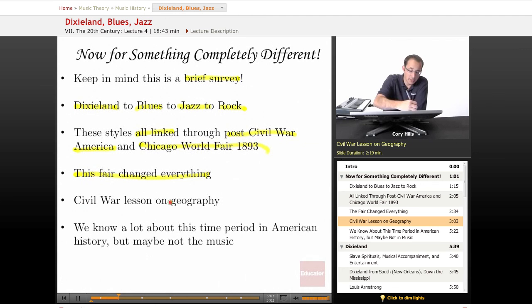So let's get a little Civil War lesson here on geography. And of course, the Civil War is something that most of us know a lot about in regards to American history, but maybe not the music. So at the end of the Civil War, when the war was technically over and slaves were freed, the whole dynamic in the South was supposed to have changed, but it didn't really. And we know that through the civil rights movement of the 1960s, in the 20th century. So we still have this divide of North and South.